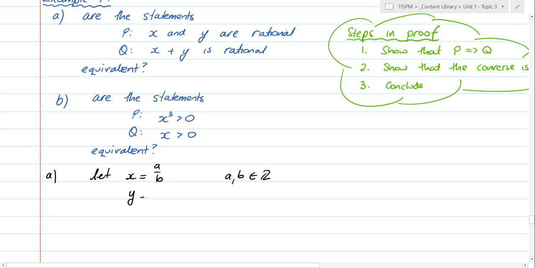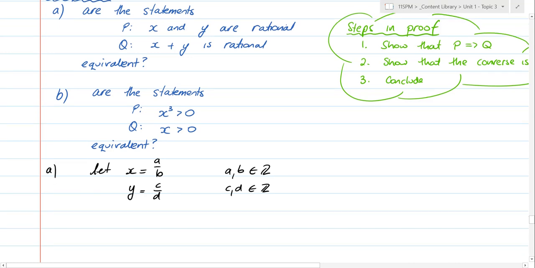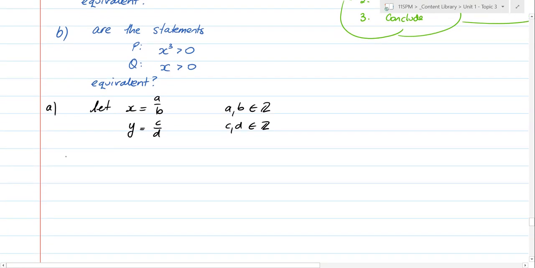And let y equal c over d, such that c and d also exist in the integers. So that's the next proof. Can we show that p implies q by showing that x plus y is also rational, i.e. x plus y can still be written as a fraction?